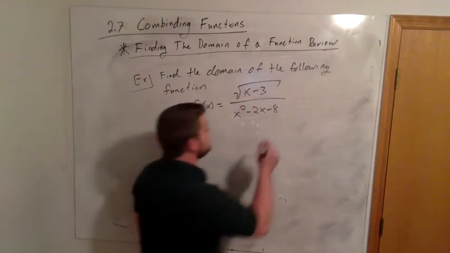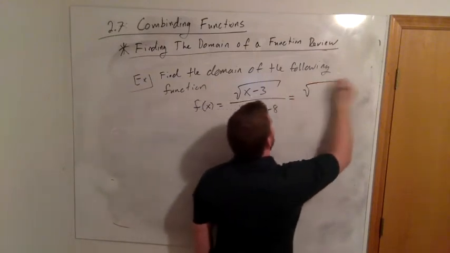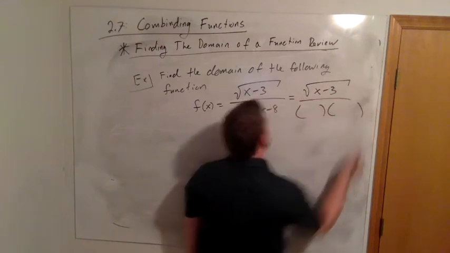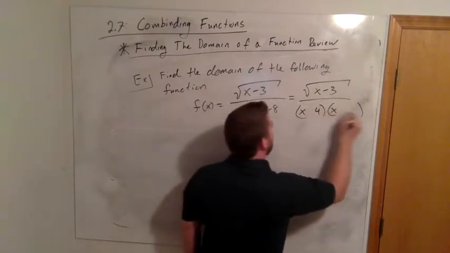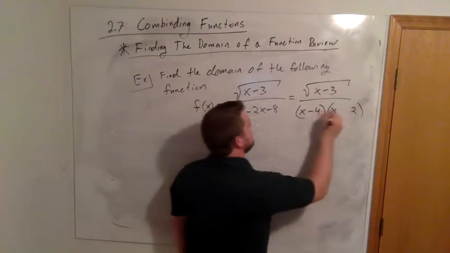So what I'm going to do here to figure out where the denominator is 0 is I'm going to factor the denominator. So here we have the square root of x minus 3. Okay, what will we have in parentheses here? We'll have an x. Okay, I think I need a 4 and a 2. So they multiply to give negative 8, one of them has to be negative. The bigger of them has to be negative.